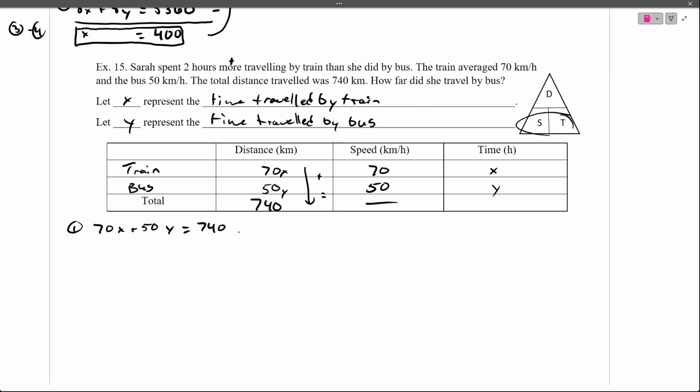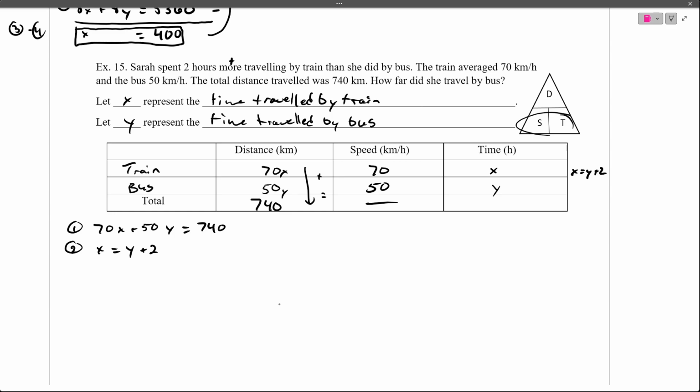Well, we know time to a degree. Sarah spent 2 hours more traveling by train. What does that mean? It means that the x is really equal to y plus 2. We know that for a fact because that's what the question says. So that actually can be our second equation. So our equation number 2 is just x is equal to y plus 2.